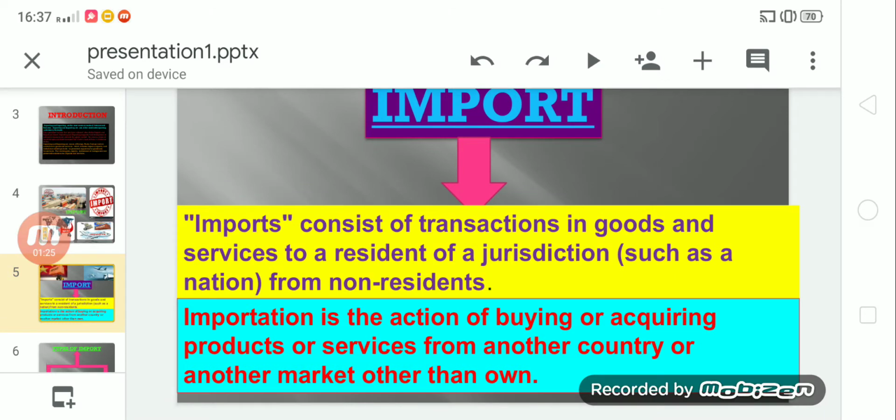Imports consist of transactions in goods and services to a resident of a jurisdiction, such as a nation, from non-residents, like an Indian company or Indian resident buying something from USA or from Russia. Importation is the action of buying or acquiring products or services from another country or another market other than one's own.